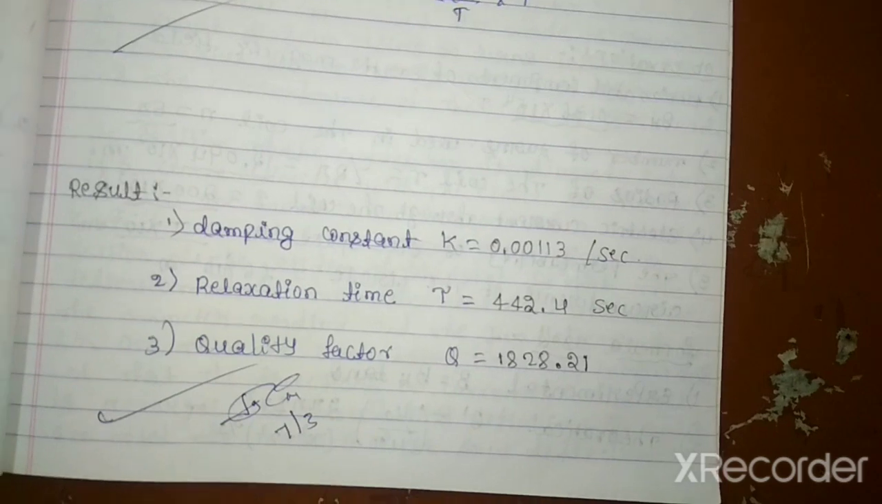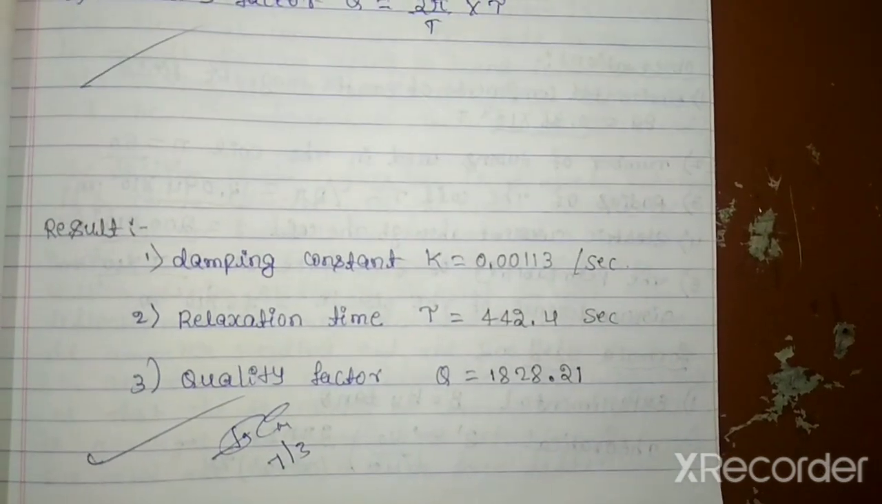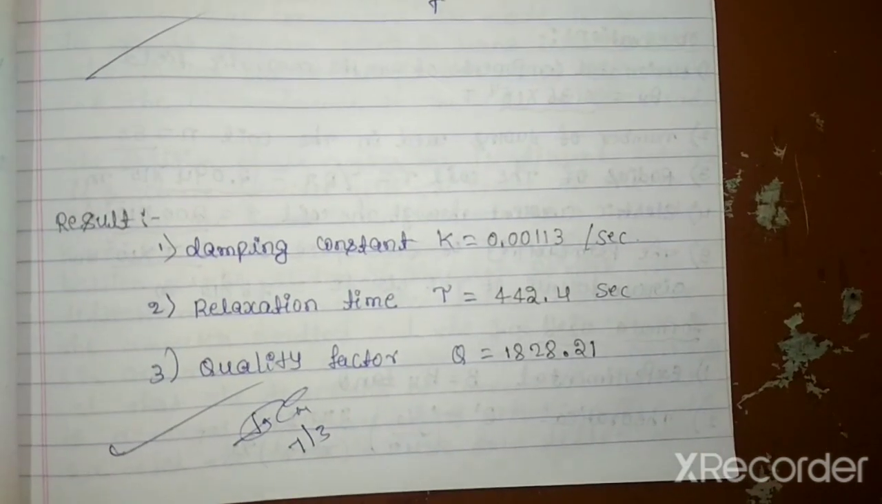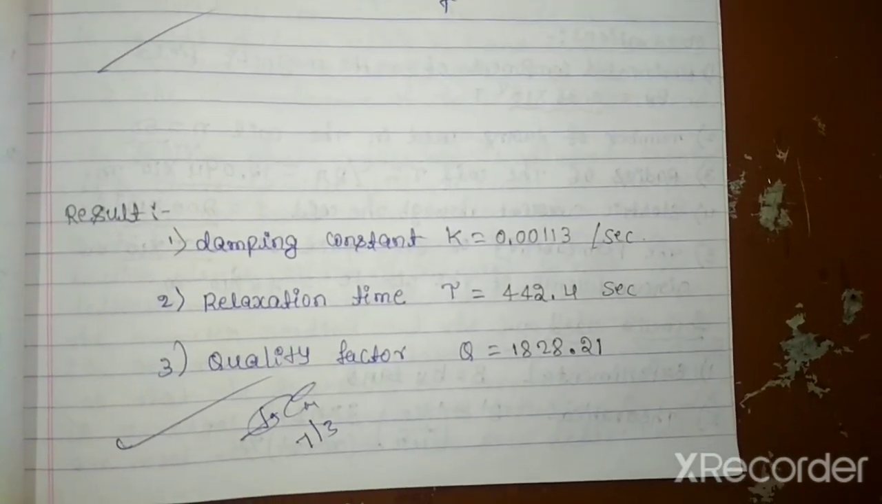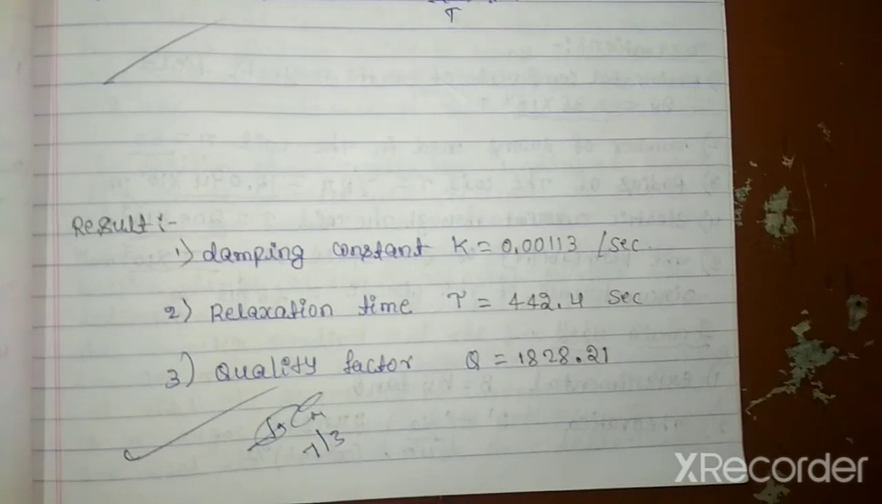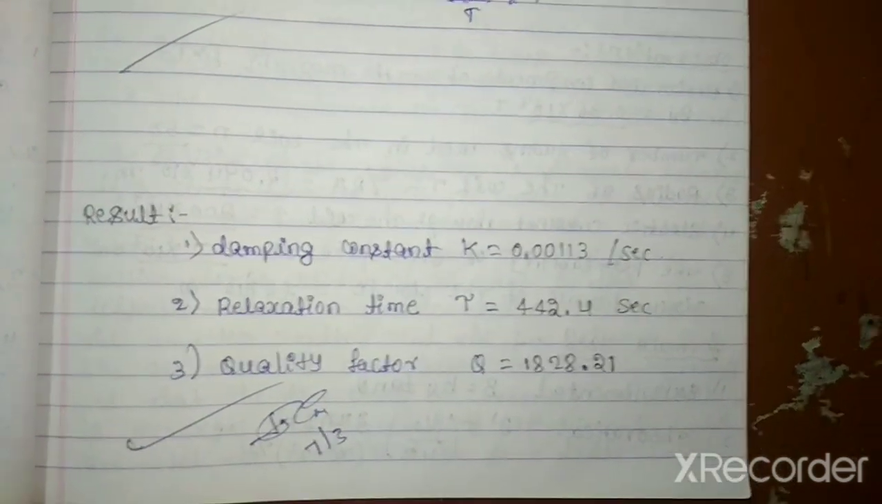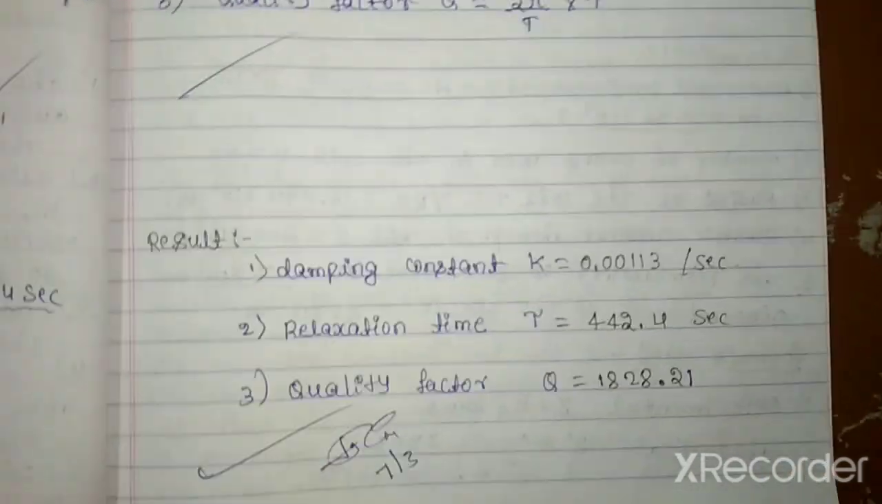See here, the damping constant K is approximately 0.001113 per second, and the relaxation time tau is 442.4 seconds. Sometimes it comes to nearly 500. Then the quality factor Q is approximately 2000, but it does not have any unit. So this is all about damped oscillations.